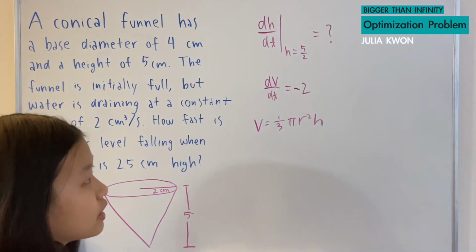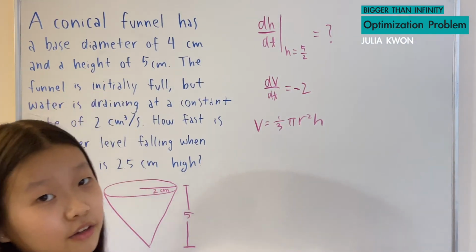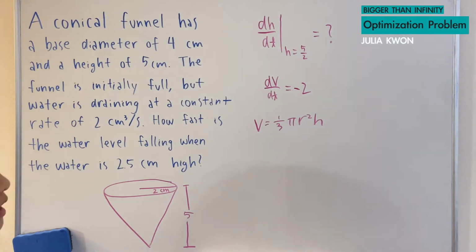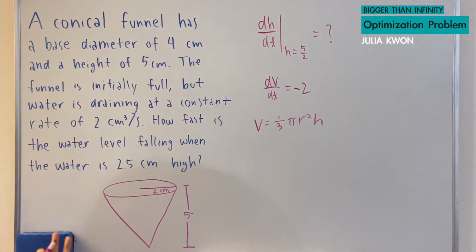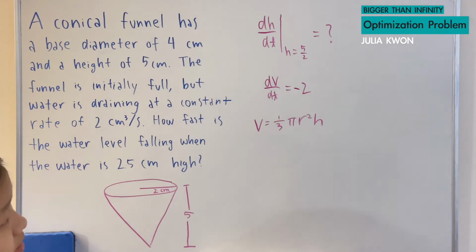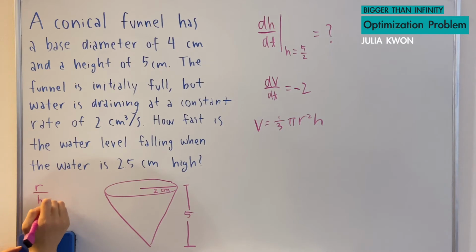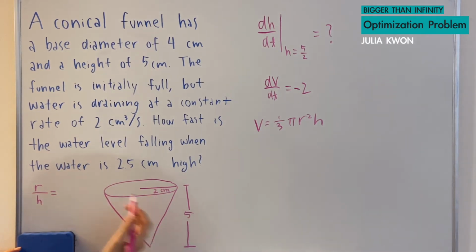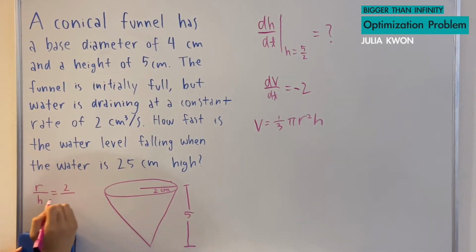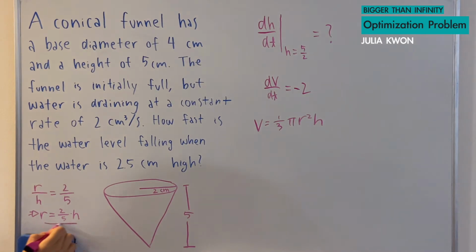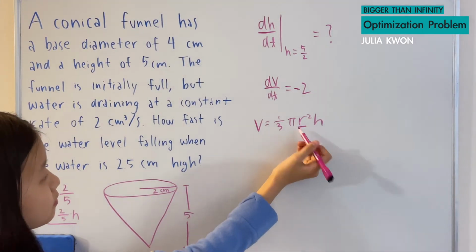So that means that we want to get rid of the r, since that's obviously not going to be our variable, like I said. So we're going to change the radius so that we have it in terms of h. r divided by h is equal to, the radius is 2, divided by the height, which is 5. Multiply h on both sides, and we have r is equal to 2 divided by 5 times h. We're just going to substitute this into our radius here.